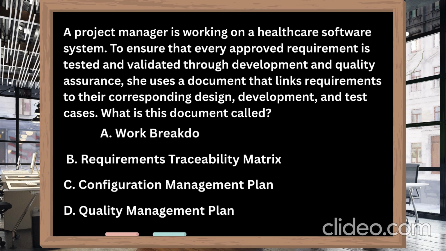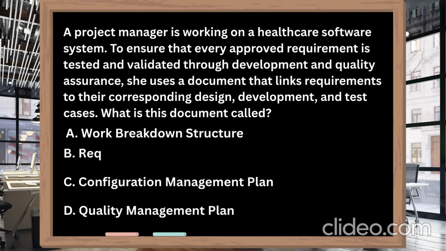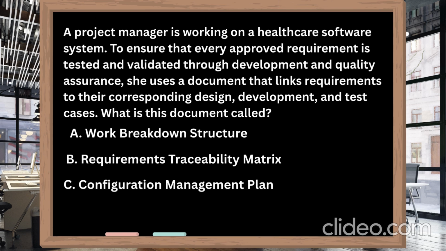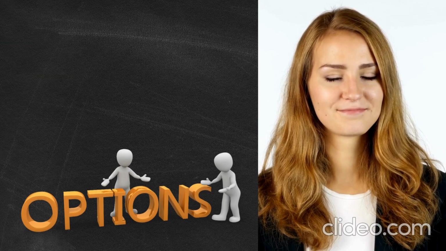Option A, work breakdown structure. Option B, requirements traceability matrix. Option C, configuration management plan. Option D, quality management plan. Now let's look at each option one by one.